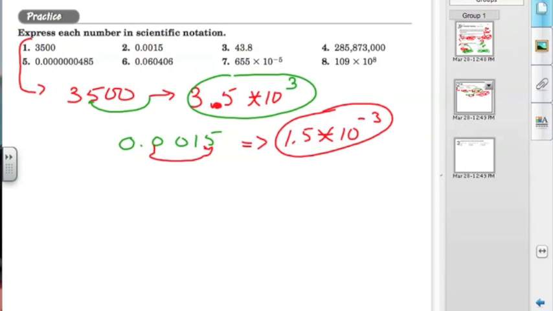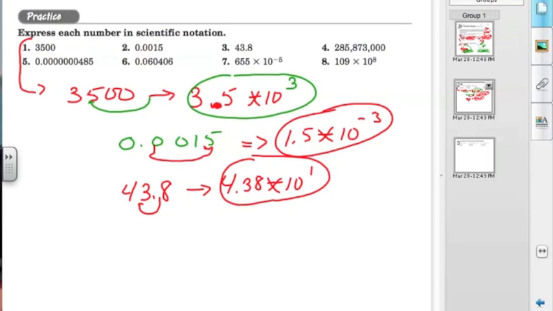All right, number 3, we have 43.8. I want to change it into scientific notation. This one, it's not moving very far. It's only moving over one spot. So I get 4.38 multiplied by 10 to only 1 power. Now you can leave the 1 there. You don't have to have it either way.